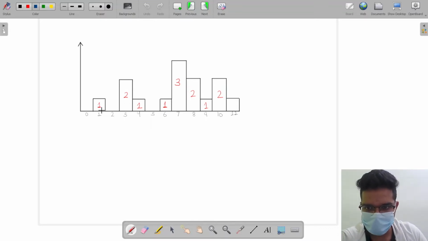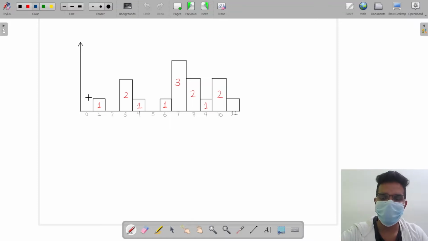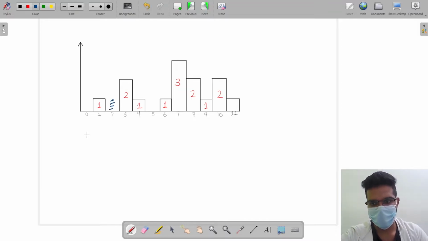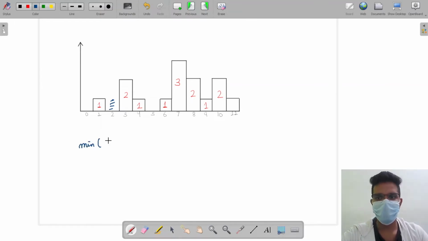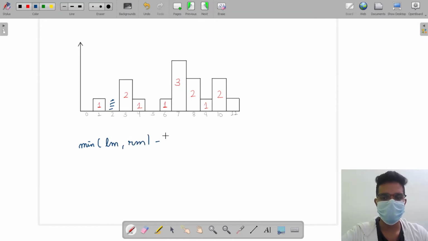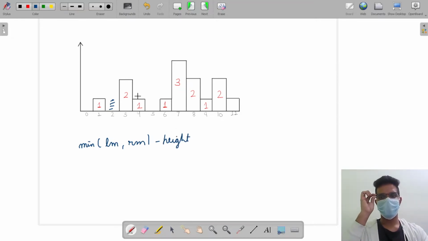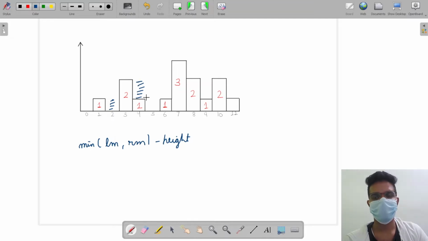So for 2th index, its left max is 1 and its right max is 2. So whatever is the minimum minus your own height, right? Let me write it here again. Minimum of left max, right max minus my height. That's what we are doing, right? Here also, let's see. Here, 1. What is 1 left max? It's 2. And right max is 3. So here, this much water I can store.